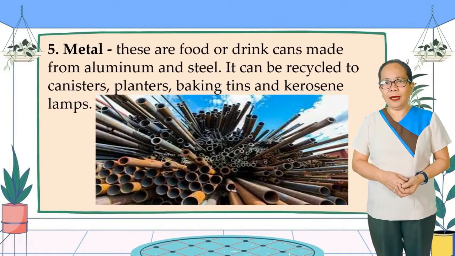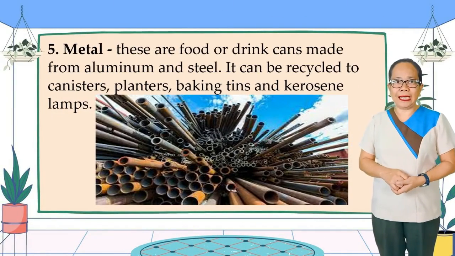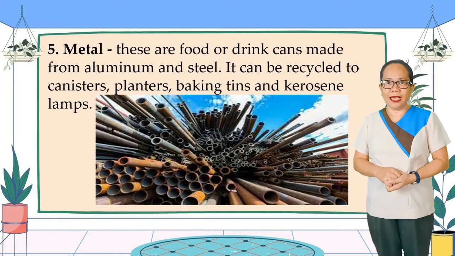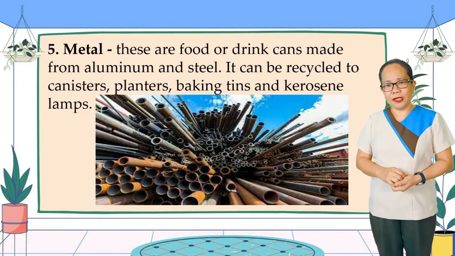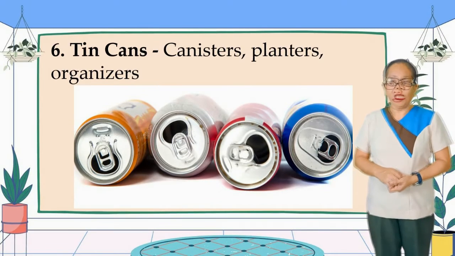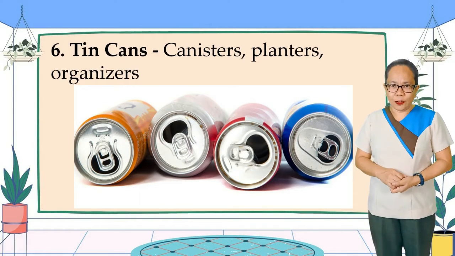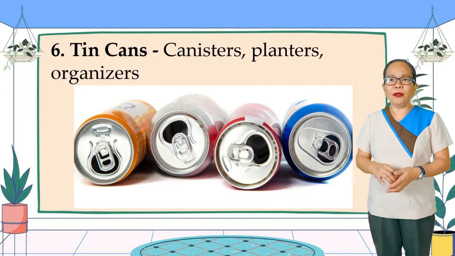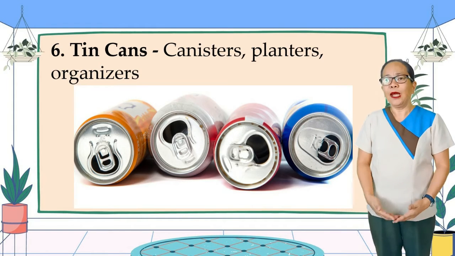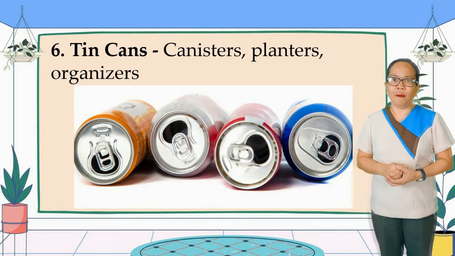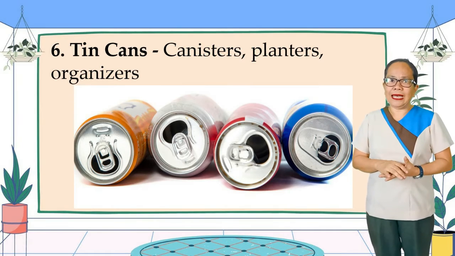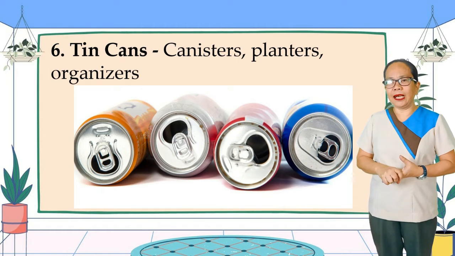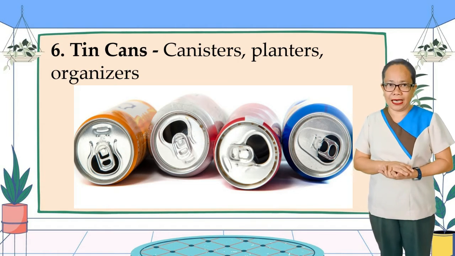Next, we have the metal. These are food or drink cans made from aluminum and steel. It can be recycled to canisters, planters, baking tins, and kerosene lamps. Lata ng gatas, pwedeng pagtaniman. Lata ng biscuits, lalong-lalo na kung yung malalaking biscuits, pwedeng gawing dustpan. Diba? Ganon din ang mga tin cans or yung mga lata ng juice or soft drinks kaya.